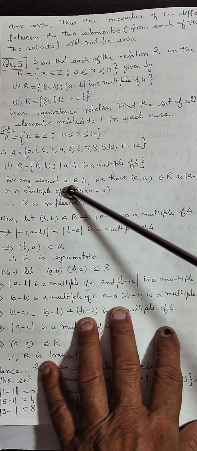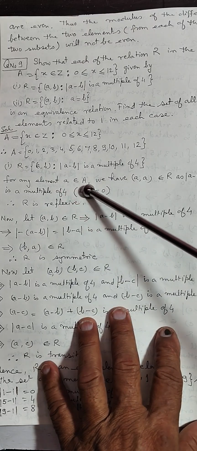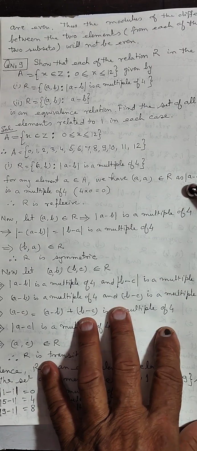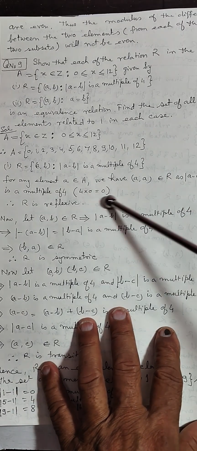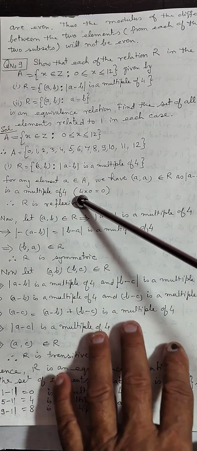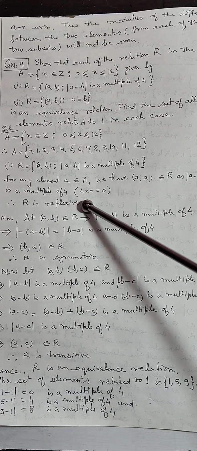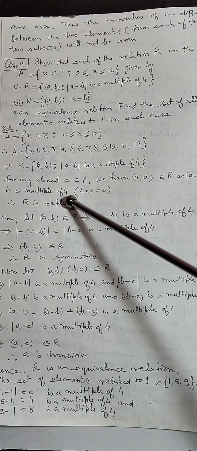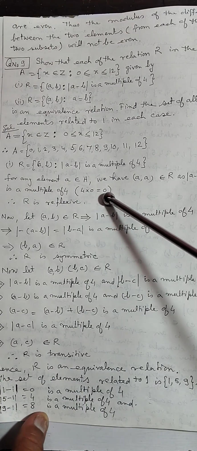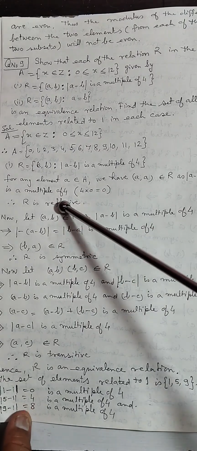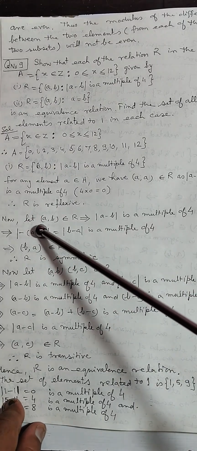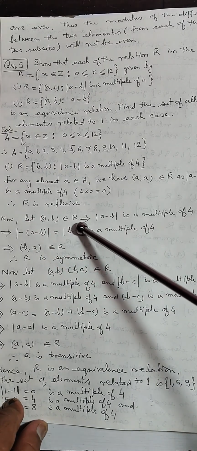For any element, let small a belong to capital A, we have (a, a) belongs to relation R, mod of a minus a equal to 0 is a multiple of 4. अब मल्टीपल ऑफ 4 का मतलब है कि हम किसी भी इंटीजर से मल्टीप्लाई करेंगे तो उसका रिजल्ट 4 का मल्टीपल होगा. देखिए 4 इंटू 0 मैंने ब्रैकेट में लिखा है, meaning 0 is a multiple of 4. Therefore, relation is reflexive.